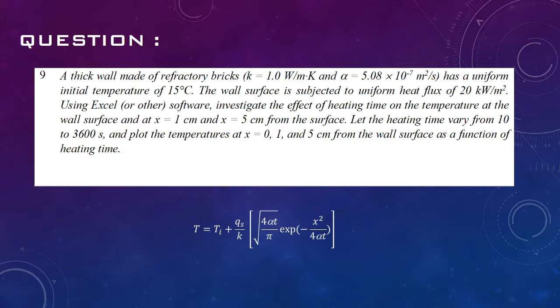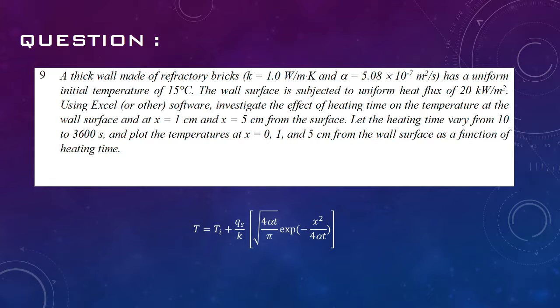A thick wall made of refractory bricks with thermal conductivity k of 1 watt per meter Kelvin and thermal diffusivity alpha equal to 5.08 times 10 to the power of -7 meters squared per second has a uniform initial temperature of 15 degrees Celsius. The wall surface is subjected to a uniform heat flux of 20 kilowatts per square meter. For this question, we must use Excel or other software to investigate the effect of heating time on the temperature at the wall surface and at x equals 1 and 5 cm from the surface.